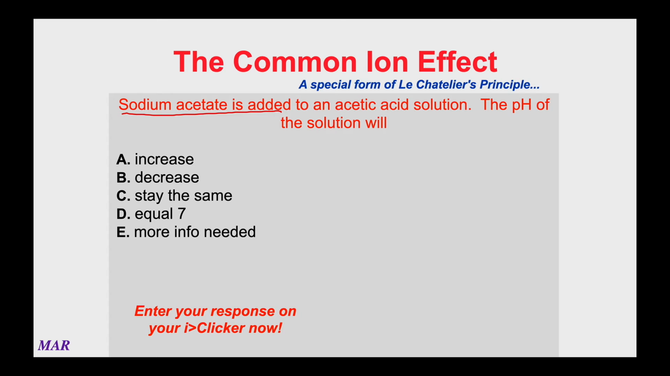You're adding sodium acetate, okay? Well, acetate is the conjugate to acetic acid. And since acetic acid is an acid, automatically you know that acetate is a weak base. And that's what you need here. You're adding a base to the solution. And anytime you add a base, your pH should go up.